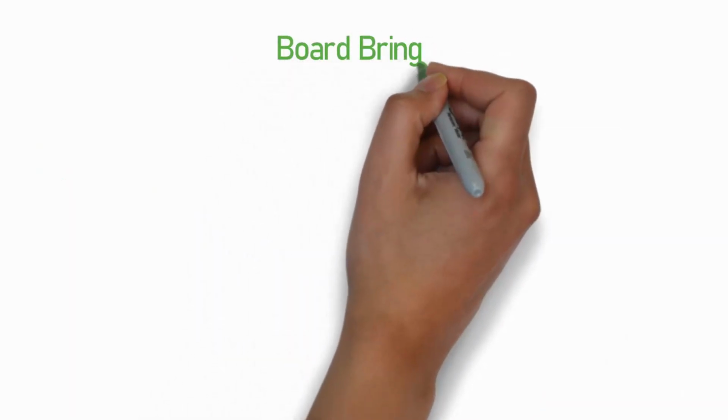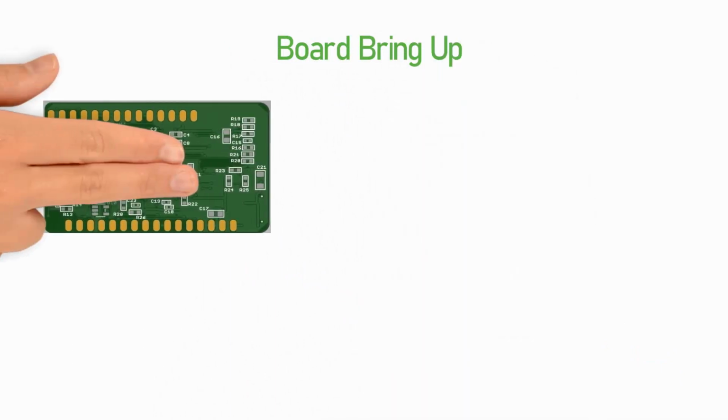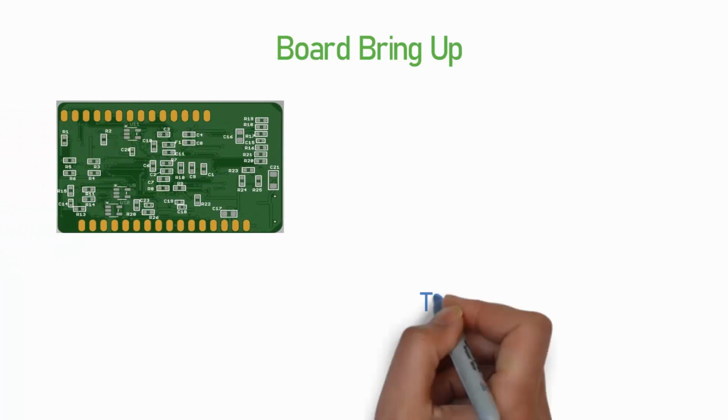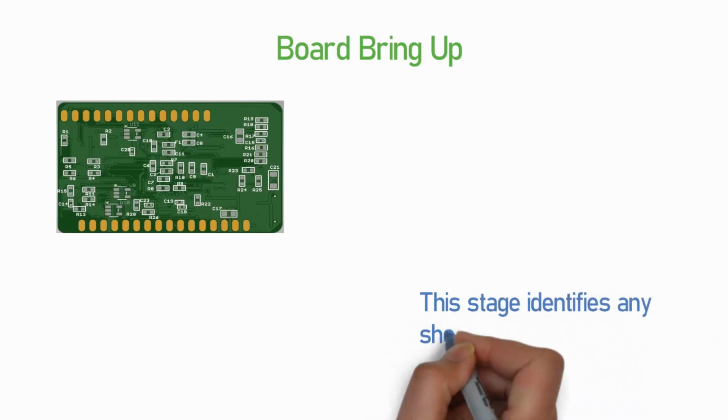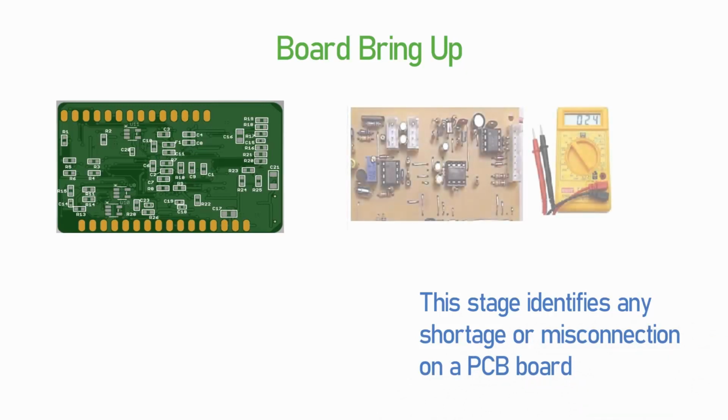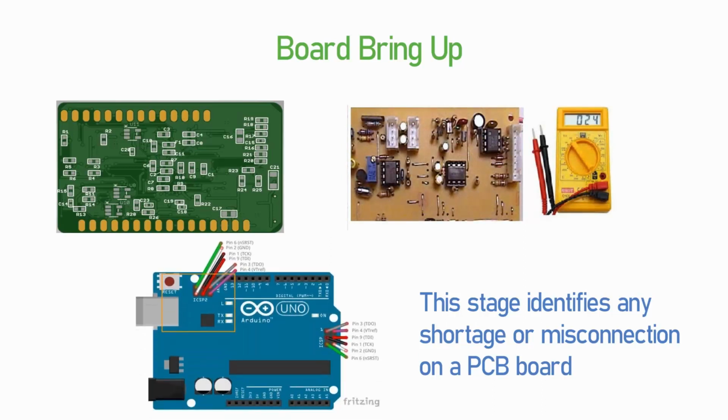Board bring-up. Board bring-up is the name of the process in which the electronic system is tested and validated to ensure all the components have a correct electrical connection together and are correctly supplied. This stage identifies any shorts or misconnections on a PCB board. This is where you may test all the voltages on a board, or flash the microcontroller with a test program to see that all the input/output and peripherals are working, to ensure there's no short or bad connection on the PCB, etc.